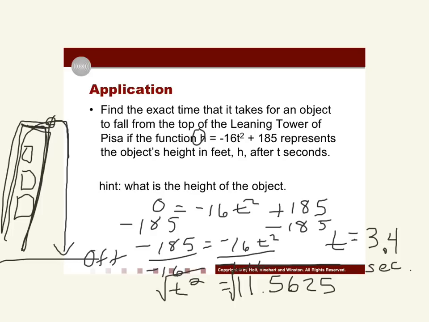So in this case, if I'm on the top of the Leaning Tower of Pisa and I drop something, then it's going to take 3.4 seconds to hit the ground. So I could have time to yell, "Look out below!" before it smashes them in the head.